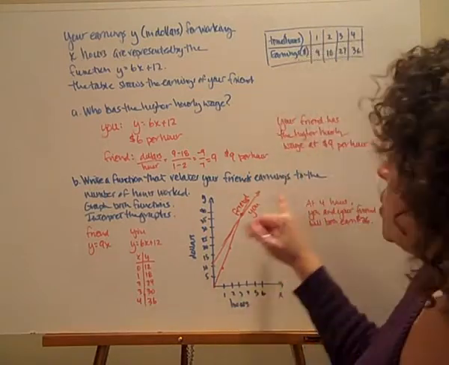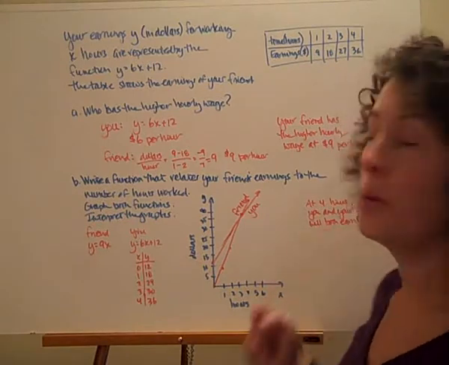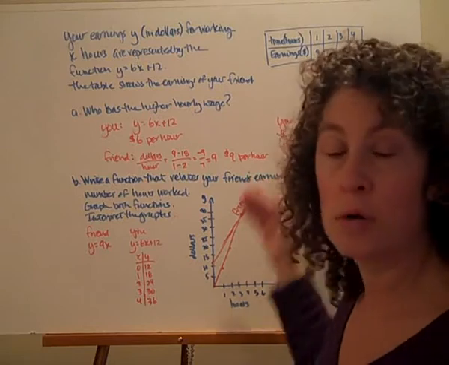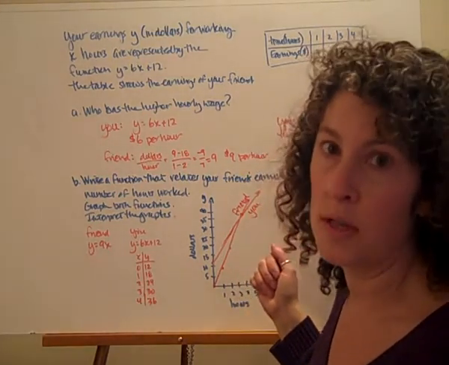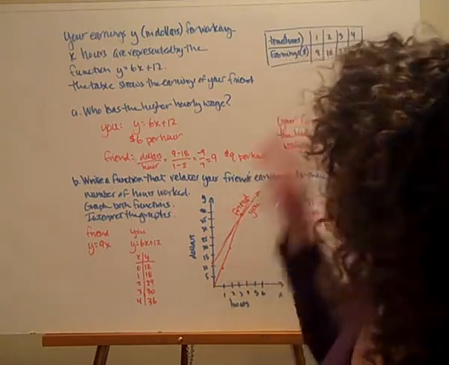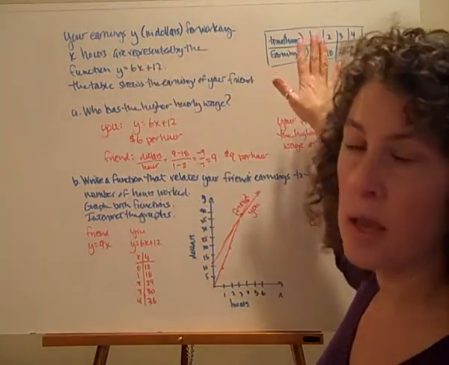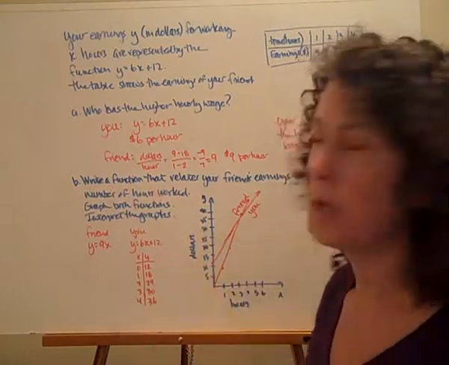So when it says interpret the graphs, I said at 4 hours, you and your friend are both going to earn $36. I could also talk about the fact that after 4 hours, your friend is going to make more, is going to do better for each hour that he works than you are, because your friend is making $9 per hour. So using our real world situations, using an equation, using a table, and interpreting what's happening between these two particular linear functions.